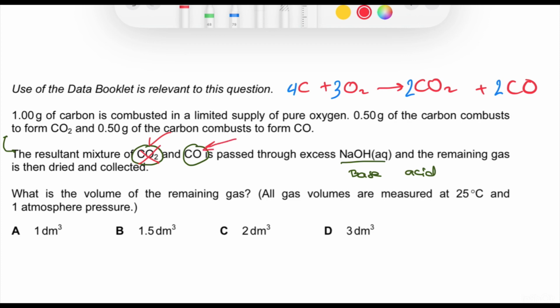You will ask me, is oxygen a possible gas that remains? Actually, no, because from the beginning of the question, it says that it's a limited supply of pure oxygen, which means all of the oxygen is consumed during this reaction. And which means that the only gas that you have is carbon monoxide. So if we know the moles of carbon monoxide, then we can determine the volume of gas. How can I determine the moles of carbon monoxide?